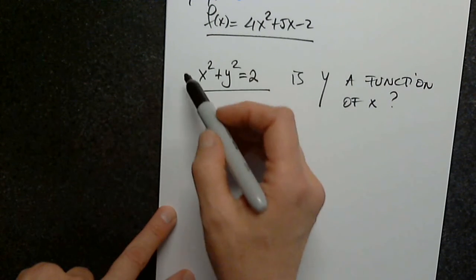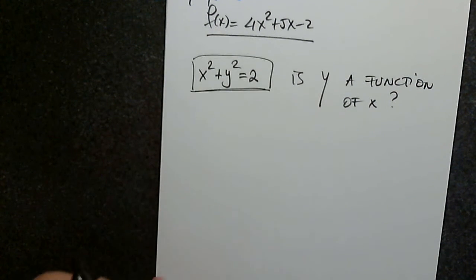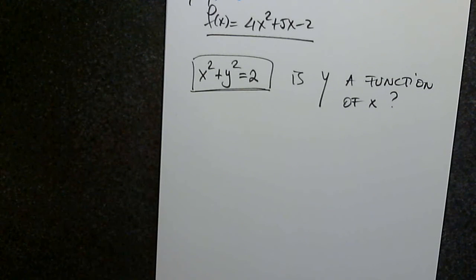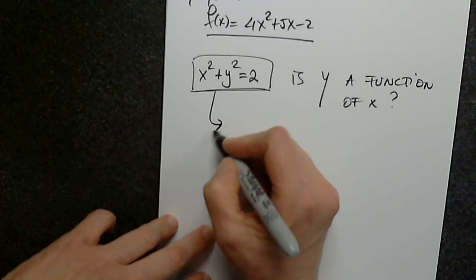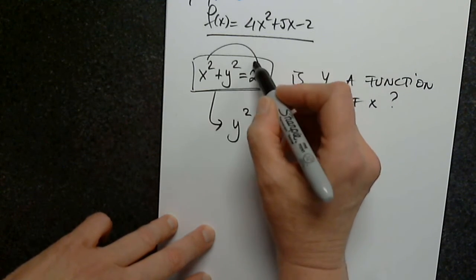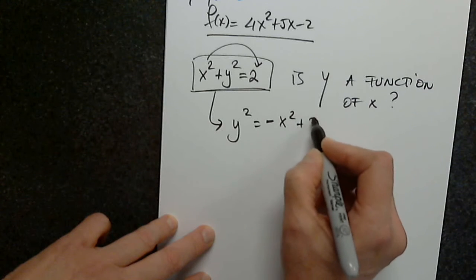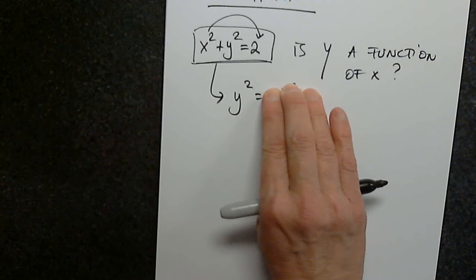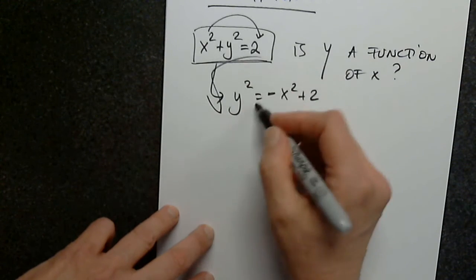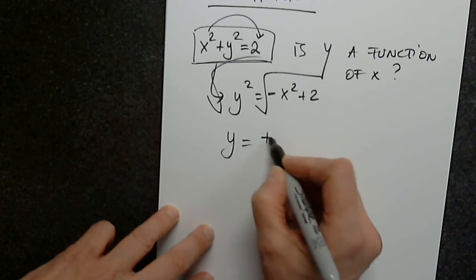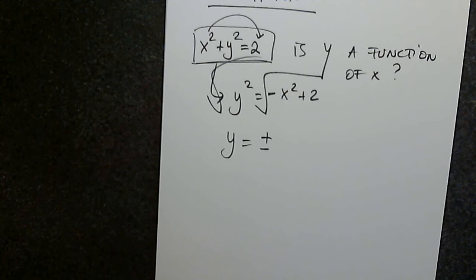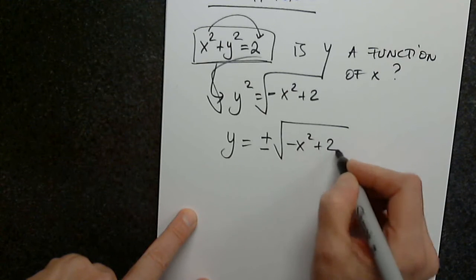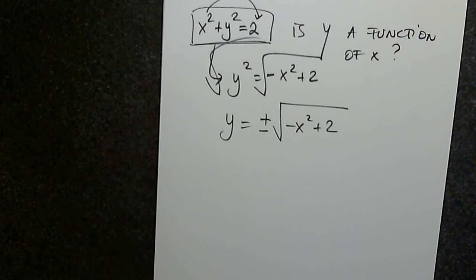So the question is giving us an equation, and we're asked, is y a function of x? For now, I will say I have no clue. But of course, I will solve the equation first for y squared, moving x squared to the other side. And then what do I have to do to both sides to determine y? So then y is plus or minus, because we know it's quadratic, so I have to obtain two solutions for y, the square root of negative x squared plus 2. So I solve for y.